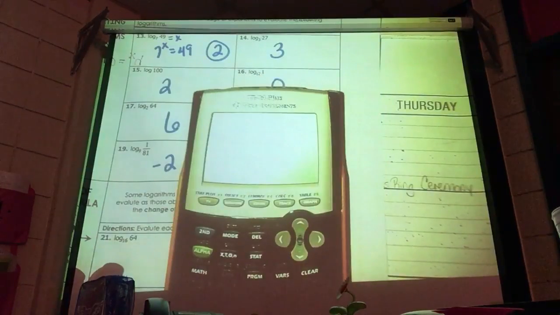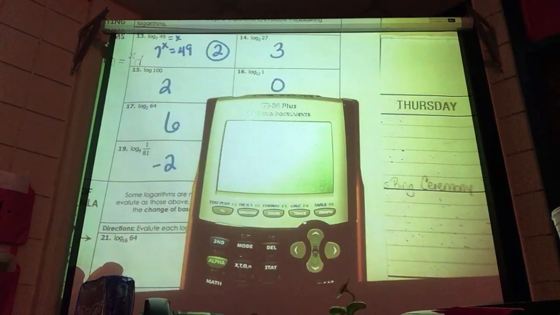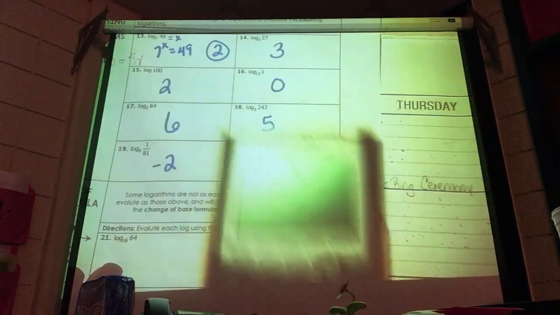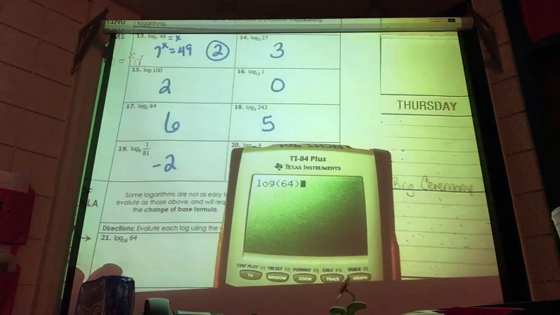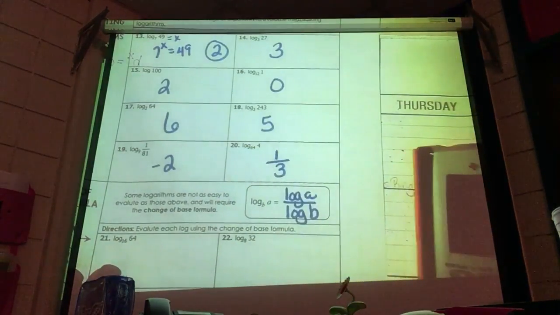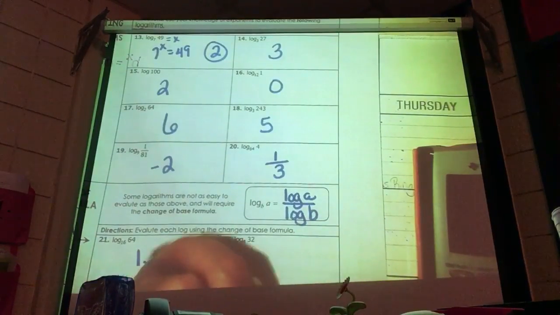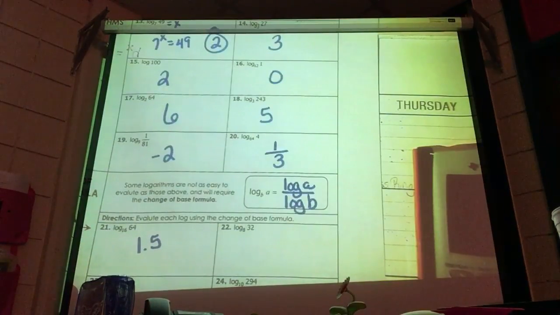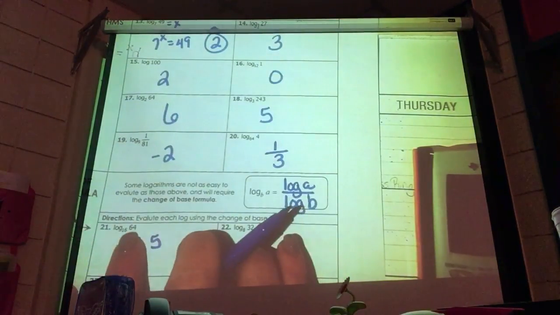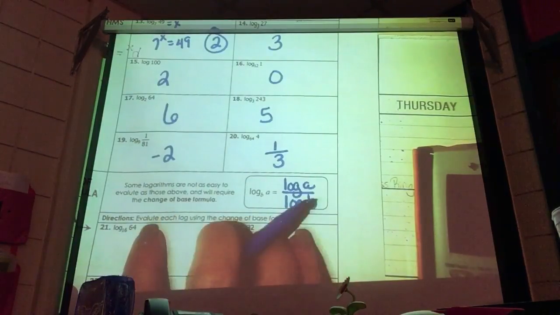And I'm going to say log of 64, close your parentheses. I would suggest everybody doing this. Log of 64, close your parentheses, divided by the log of 16. So you put the 64 first. It's log of A over log of B. I got 1.5. 1.5 is your answer. That's 3 over 2, or 3 over 2, whichever way you want to write it. That means that 16 raised to the 3 over 2 power is equal to 64.